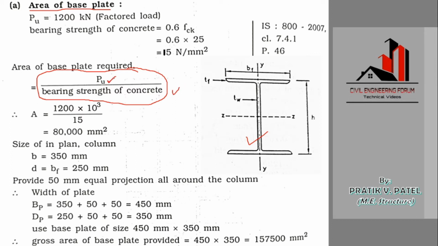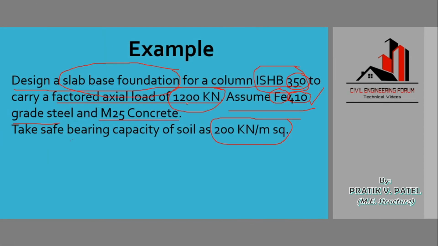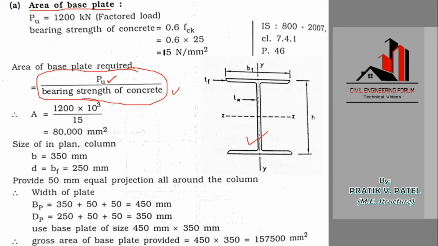Factored load is given directly in the question, that is 1200 kilonewton. So we'll just convert it into Newton and mention here 1200 into 10 raised to 3 Newton. But what is bearing strength? Actually bearing strength is 0.6 into fck. This is mentioned in IS code 800 2007 clause 7.4.1 on page 46. In order to find the bearing strength of the concrete, we need to multiply the grade of the concrete with 0.6. That is 15 Newton per mm square.